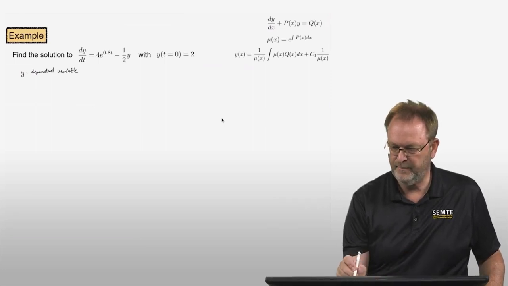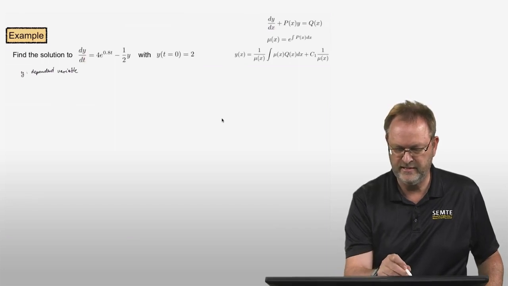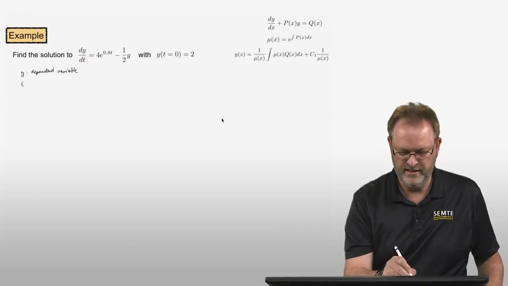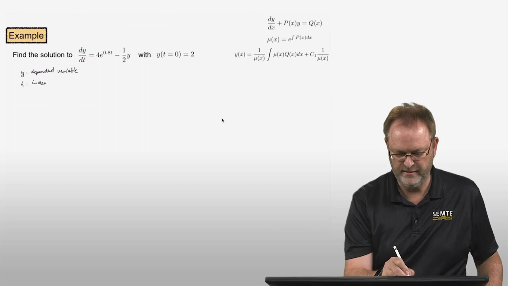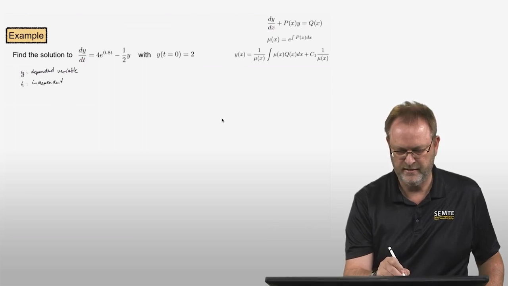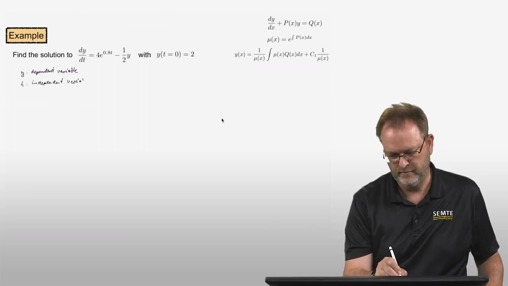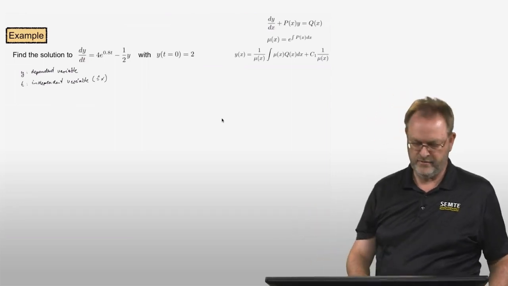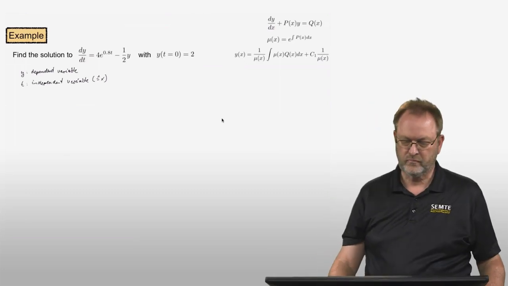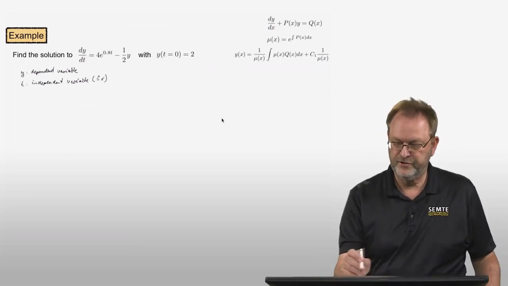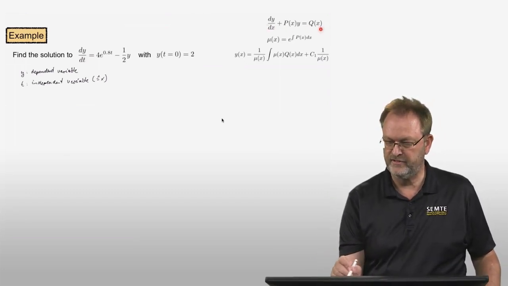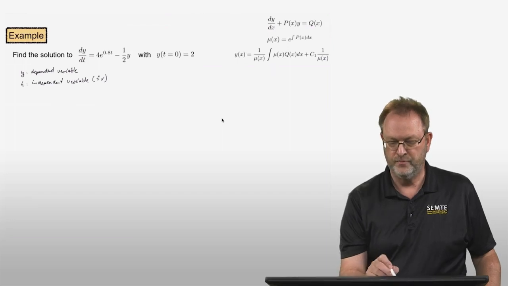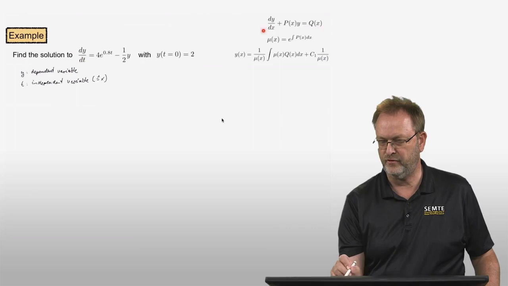But the independent variable here is t, time. So t is the independent variable. Right, that corresponds to the x from the general solution formula. All right, so what we'll have to do in order to apply this solution scheme is to bring our ODE here that's given into this particular form.